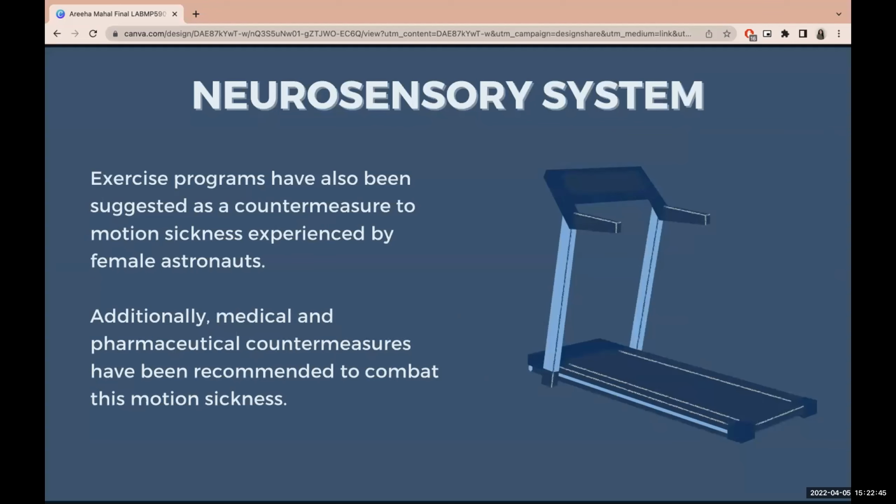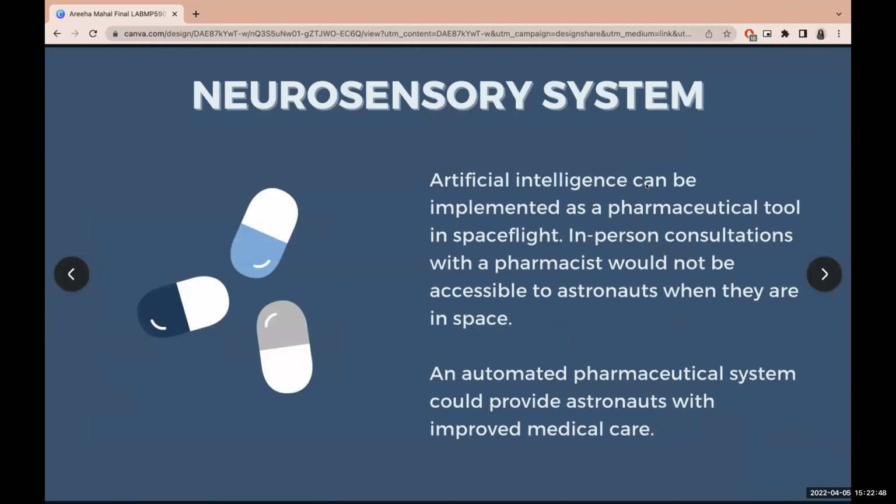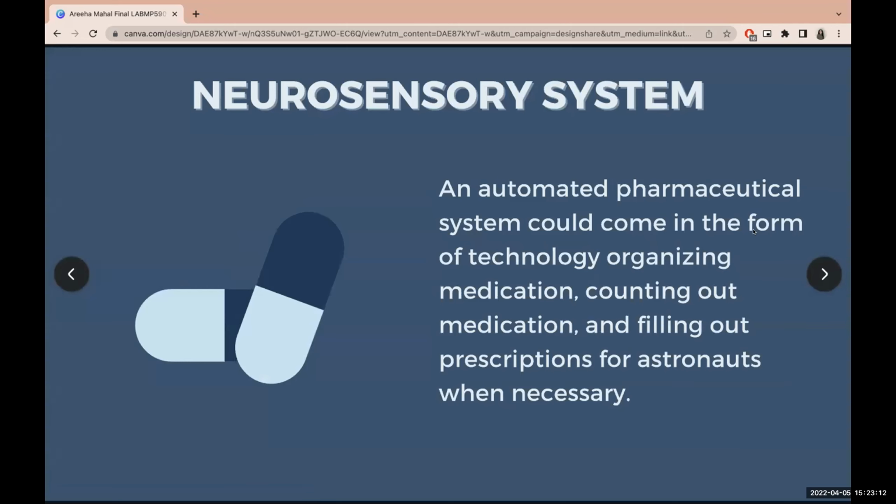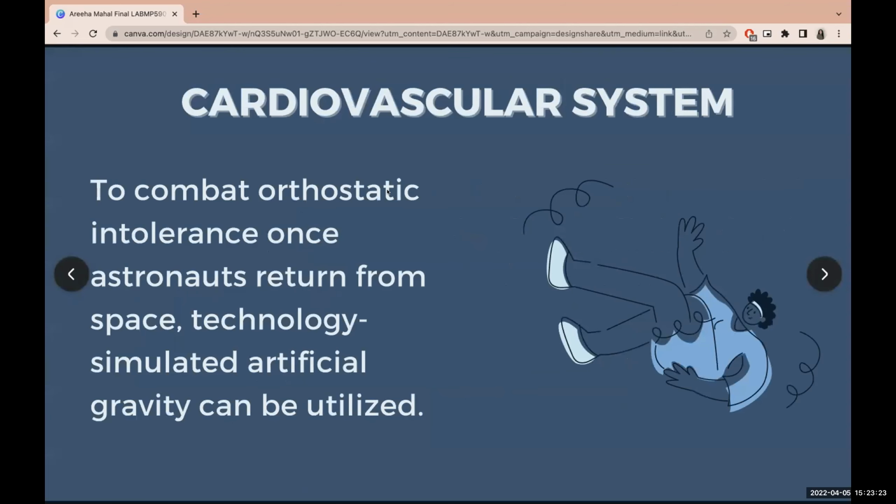These have been recommended to combat motion sickness, and artificial intelligence can be implemented as a pharmaceutical tool in spaceflight. In-person consultations with a pharmacist would not be accessible to astronauts when they are in space, unless one of the astronauts is a pharmacist. So an automated pharmaceutical system could improve astronauts' experience in pharmaceutical care. This could look, for example, like a technology for organizing medicine, counting out medication, and filling prescriptions when necessary. I think this would further improve pharmaceutical care for astronauts in space when they just don't have access to the pharmacists we do at home.